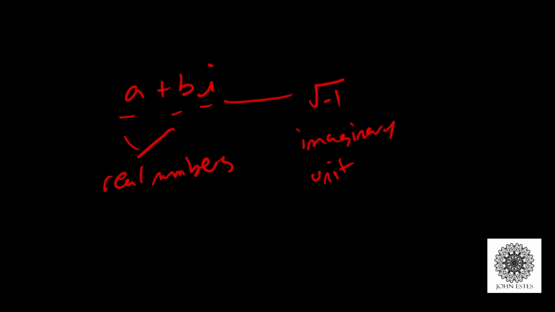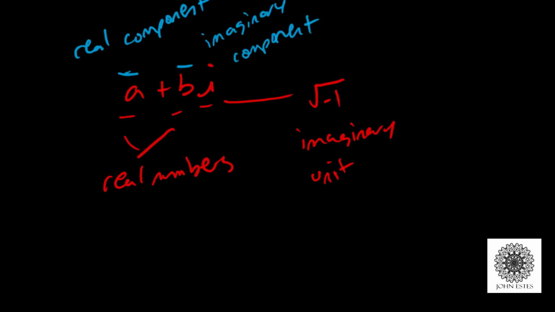Another part we need to keep up with is that a here is what we call the real component, and b is called the imaginary component. Because of this, if b is 0, every single real number is actually a complex number. But the complex numbers are much broader than the real numbers. Again, I'm going to show you how to do 3 of our 4 operations: add, subtract, and multiply.